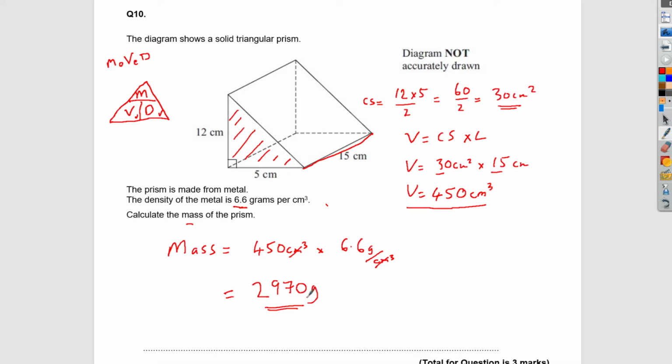Sometimes in questions, they want you to convert the grams into kilograms. You should know that 1 kilogram contains 1,000 grams. So therefore, if I divide this by 1,000, I'm going to get 2.97 kilograms. Notice the 0 will disappear here. That is the weight of this triangular solid prism.